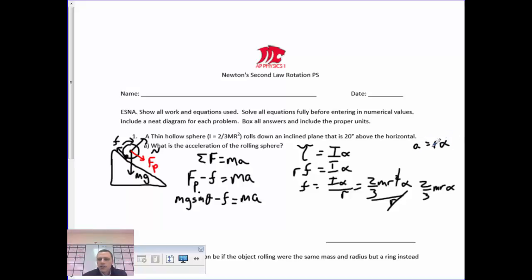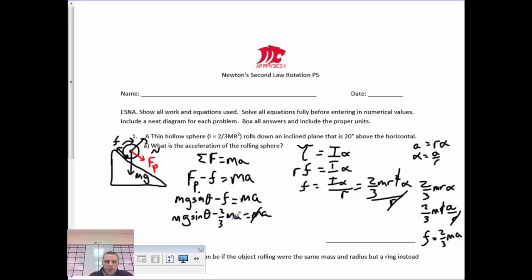So for that, I do a equals r alpha. Alpha equals a divided by r. Do a substitution. I get 2/3 mr a over r. So it turns out that the force of friction is really equal to 2/3 ma. I can now go back to the left side of the screen and write mg sine theta minus 2/3 ma equals ma.